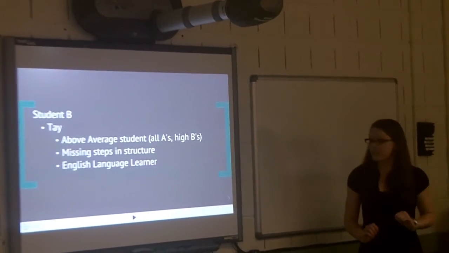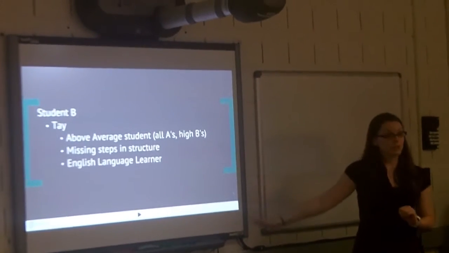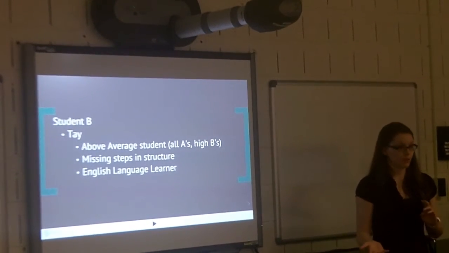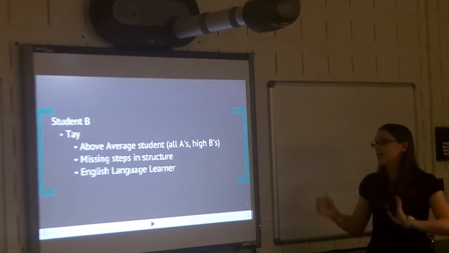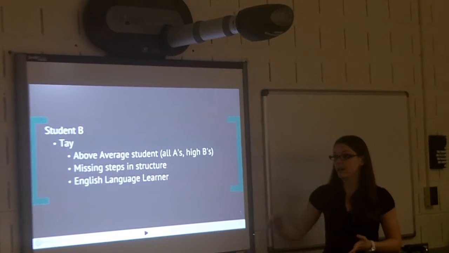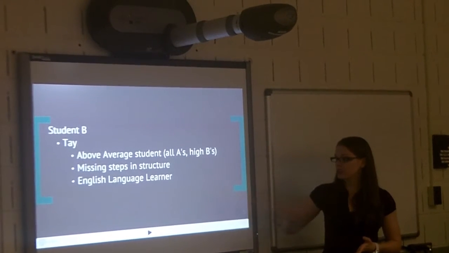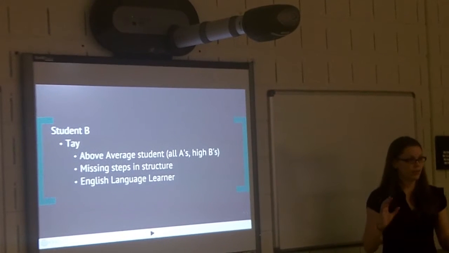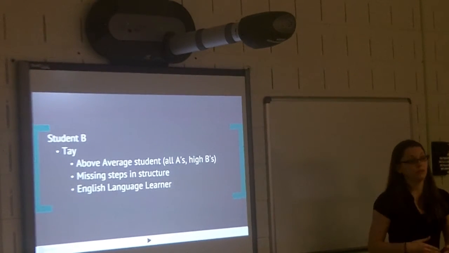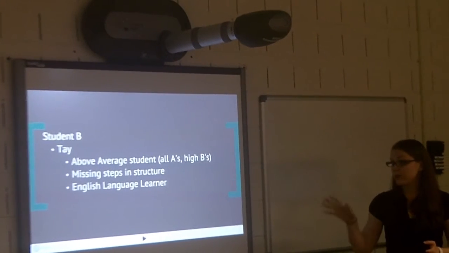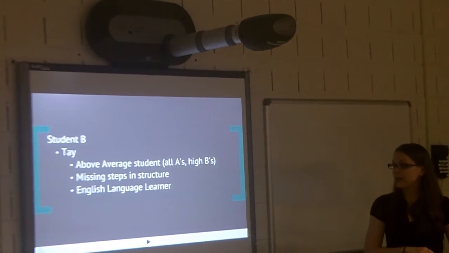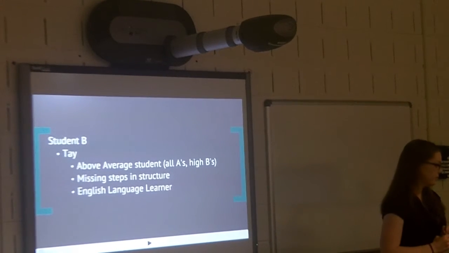My second student is Tay. He was my English language learner. He was an above average student. He usually received all A's. Every once in a while he would get a high B. And his major issues were missing steps in the structure, so very similar to Ann Scott. And because he was an English language learner, he had some problems with his wording. Some of his sentences were a little bit awkward, and he had a lot of the repeated words and phrases. So I was going to try and help him remove some of the spelling and structural errors and help him with the repeated words.